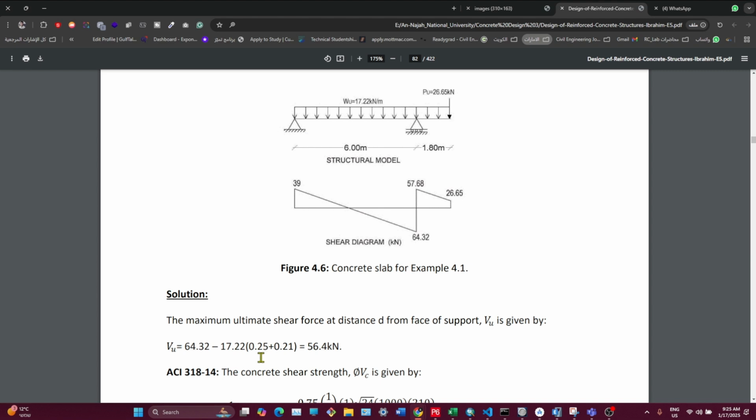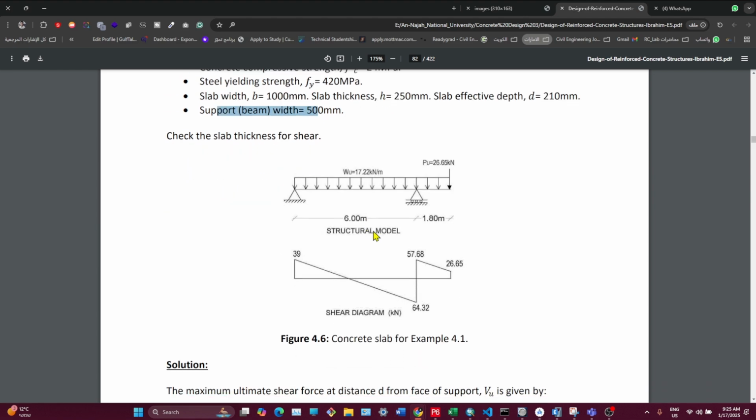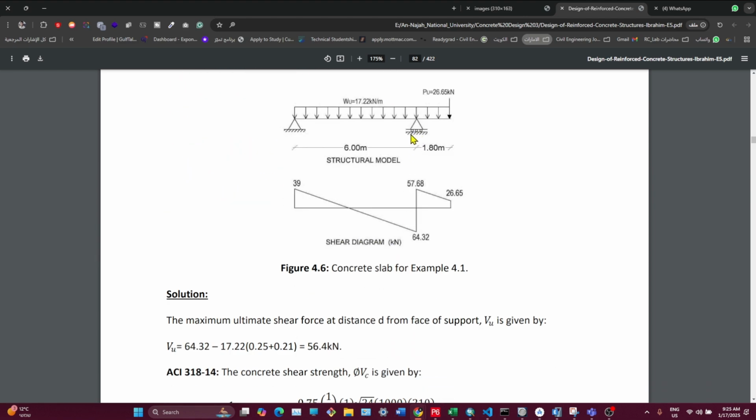Where are 0.25 and 0.21 coming from? Yes, 0.25, because we have 0.5, the beam width at the support, 500 millimeters. That's the width of the beam, yes, so it's half of the width of the beam, right? And we need to take the distance d. This is the d distance. So this is why, because 64.32 is at the center of the support, at the center of this beam, and we need to take the V ultimate up to the d distance from the face of the beam, right?